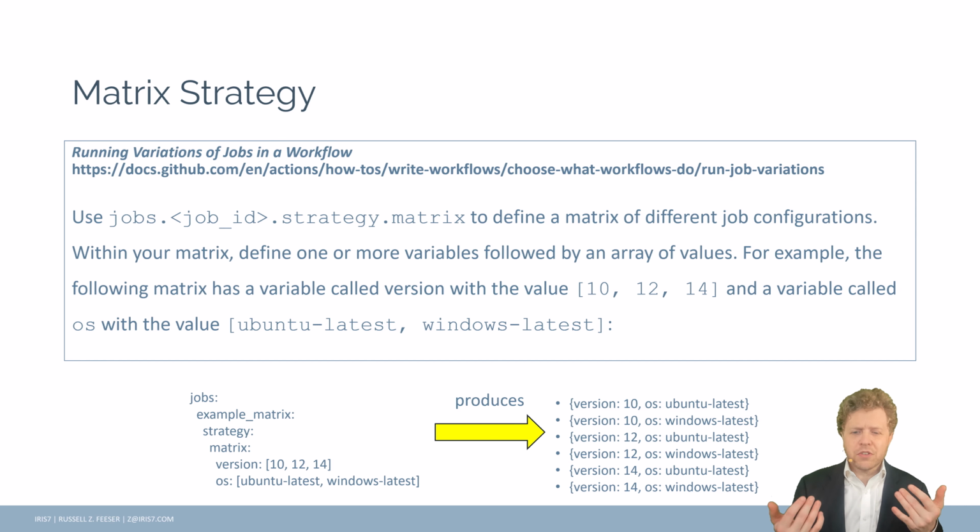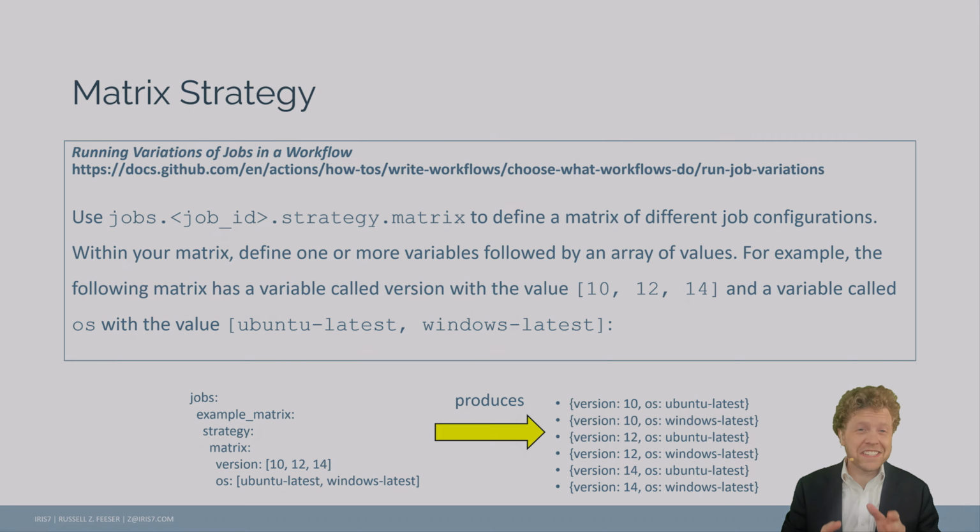So you can see there's 6 different jobs that are actually going to be created. Version 10, version 10, version 12, version 12, version 14, version 14, one with Ubuntu latest and one with Windows latest. A total of 6 jobs that are going to run at the same time.